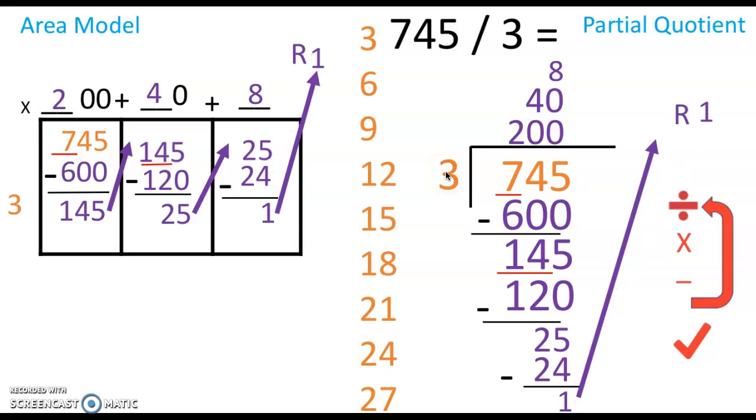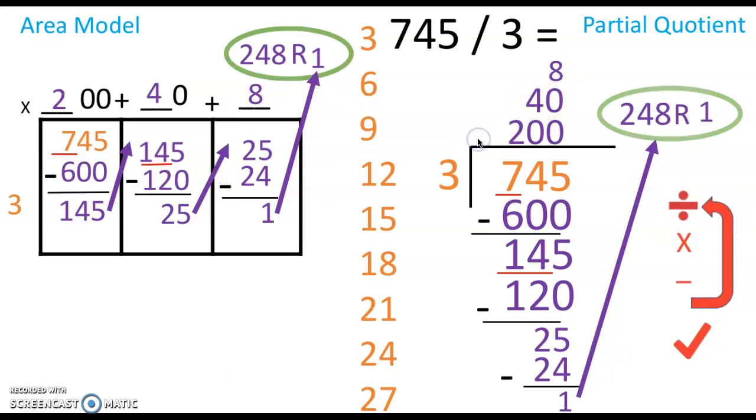So we're going to bring that on up, and our answer comes from this number right here. We have 200 plus 40 plus 8. Or think a 2 in the hundreds place, a 4 in the tens place, and 8 in the ones place, giving us an answer of 248 with a remainder of 1.